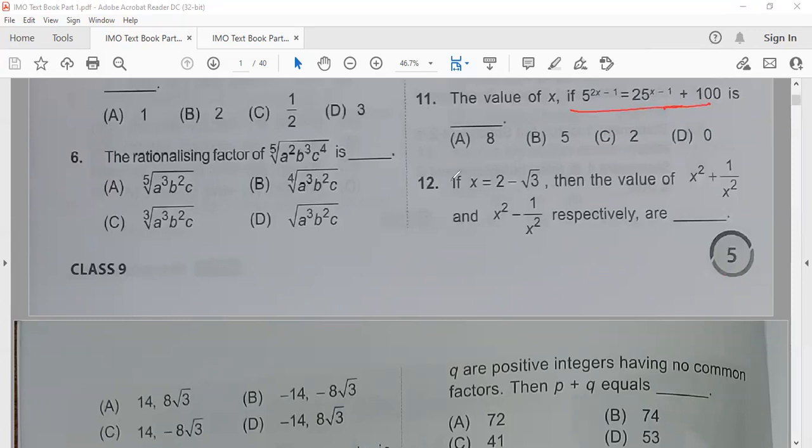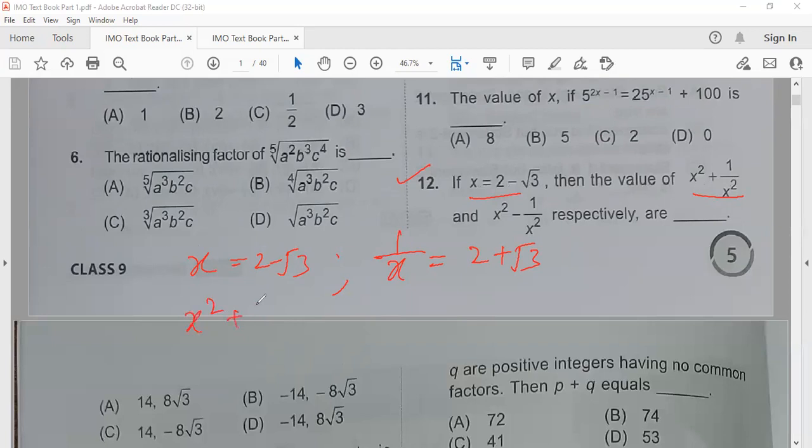Next question number 12. X is this one, find this one and this one. As I told, x is 2 minus root 3 in the previous question, so 1 upon x will be 2 plus root 3. Okay, you can solve this one, you will get this thing.